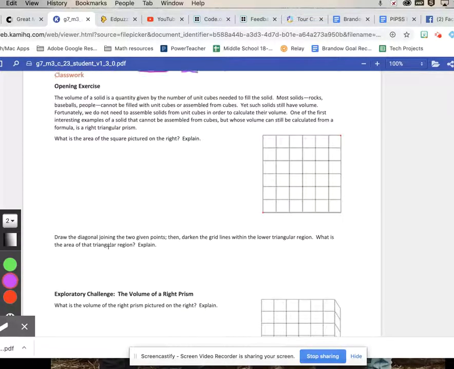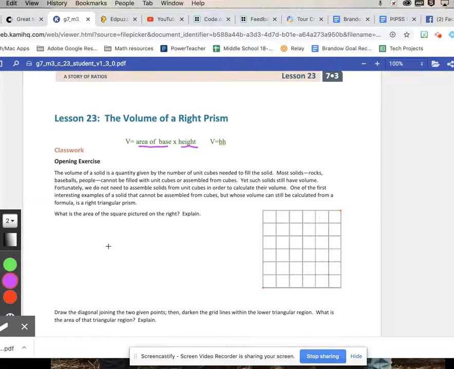So looking at our opening exercise, it says the volume of a solid is a quantity given by the number of unit cubes needed to fill that solid. Most solids, rocks, baseballs, people, cannot be filled with unit cubes or assembled from cubes, yet such solids still have a volume. Fortunately, we do not need to assemble solids from unit cubes in order to calculate their volume. One of the first interesting examples of a solid that cannot be assembled from cubes, but whose volume can still be calculated from a formula is a right triangular prism.